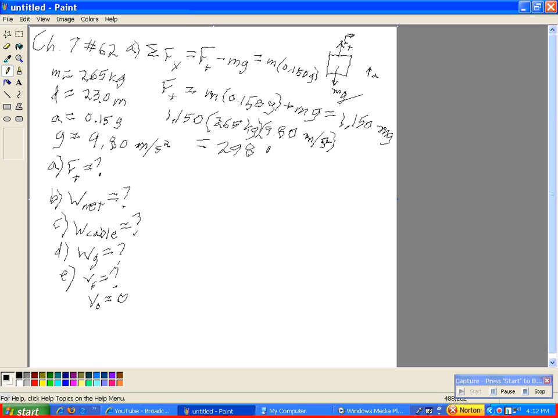So that comes to 29886.55 newtons, which, using significant figures, is 2.99 times 10 to the 3 newtons. So that's part A, 2.99 times 10 to the 3 newtons. That's the force of tension.